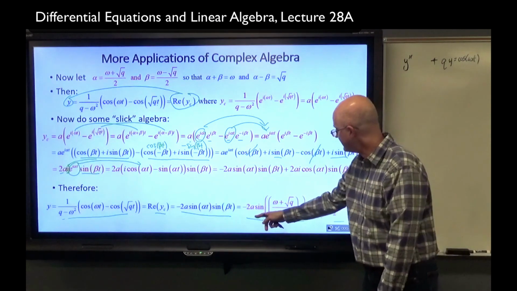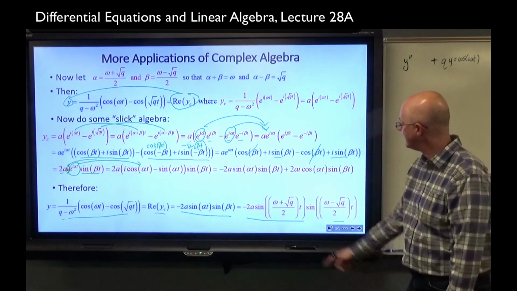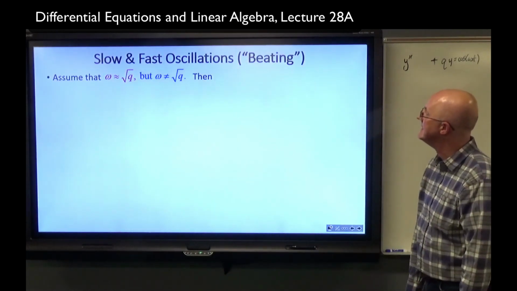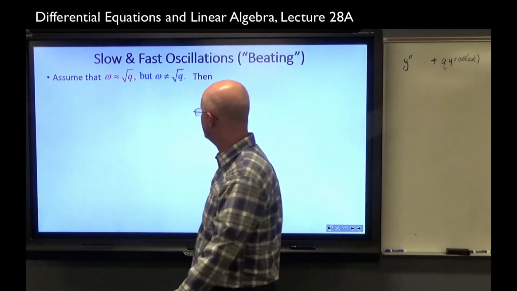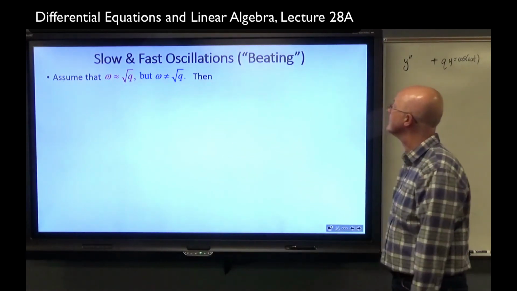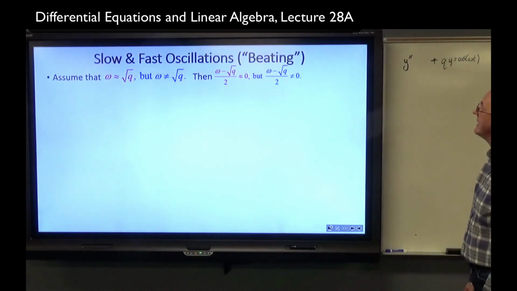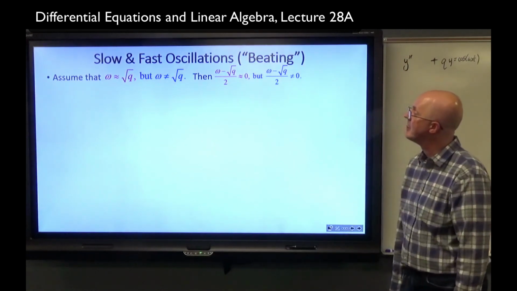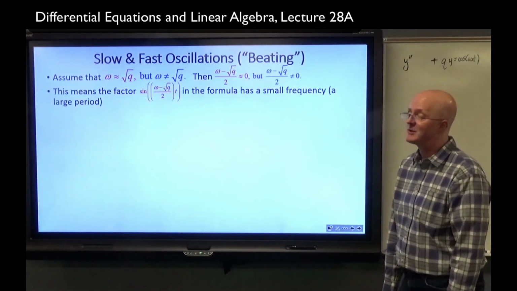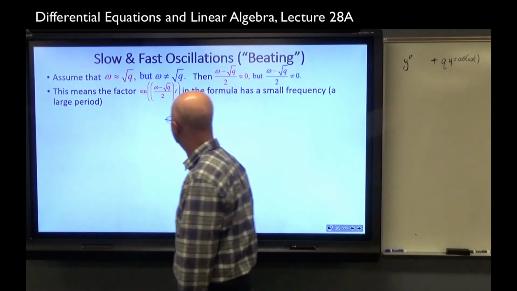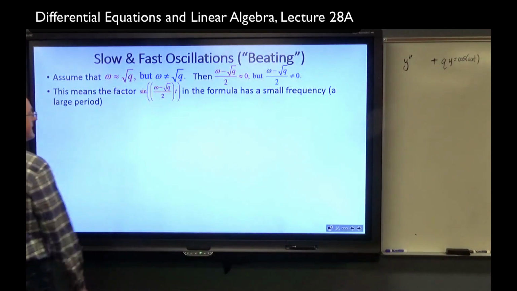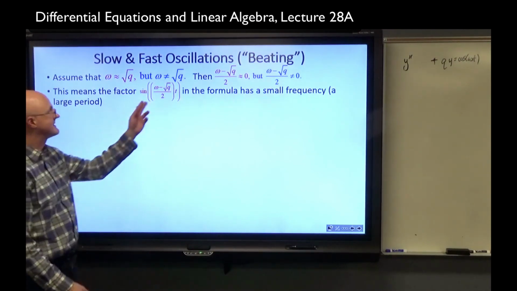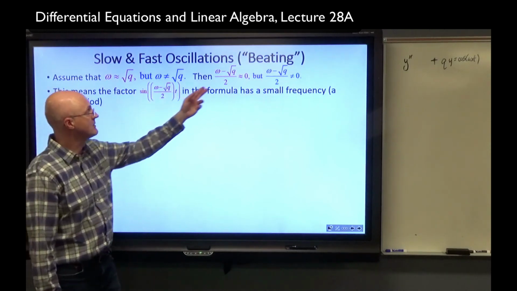This is now a constant times the product of two sines. Let's think about the frequencies and the periods of these two sines. This is our last slide. Assume that omega is close to square root of q, but not equal to square root of q. Then omega minus square root of q over 2 will be close to 0, but not equal to it. This means the factor sine of omega minus square root of q over 2 times t, in the formula from the previous slide at the end, has a small frequency because the angular frequency is close to 0.